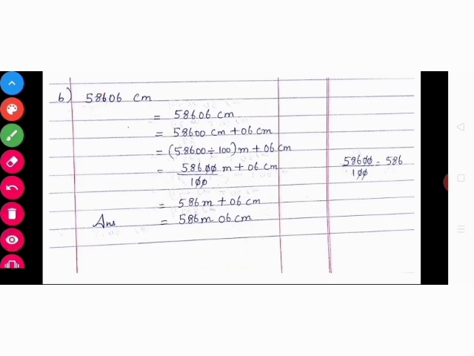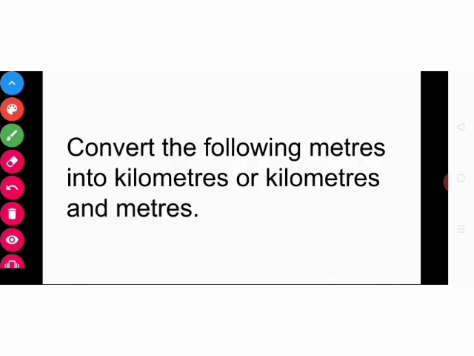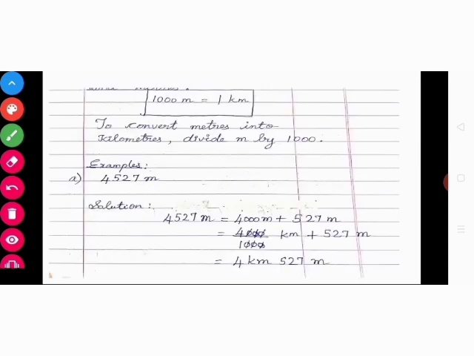And then the next topic: convert the following meter into kilometer or kilometer and meter. Look at the example sum. To convert meter into kilometer, divide meter by 1000. So 1000 meter is equal to 1 kilometer. 1000 meter is equal to 1 kilometer. So what is the sum given?